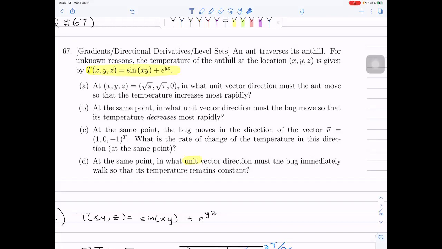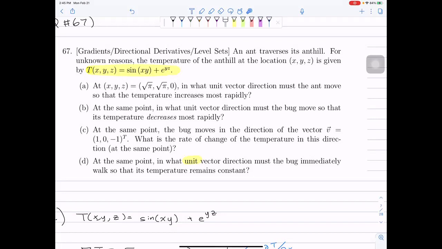Let's do the other direction, and see if that helps. We want to find in what unit vector direction the bug must move so that the temperature decreases most rapidly. Okay, this is our gradient of f, oh, I should be calling this T, sorry, gradient of T. We don't want our temperature to keep increasing. We want it to go the opposite way. So we want to find this u, and specifically we want the length of u to also be 1.